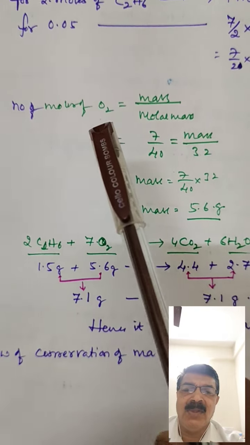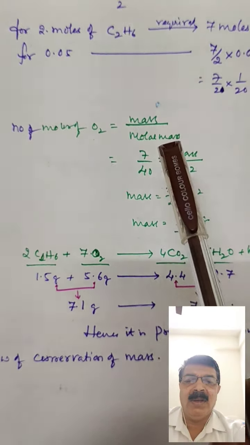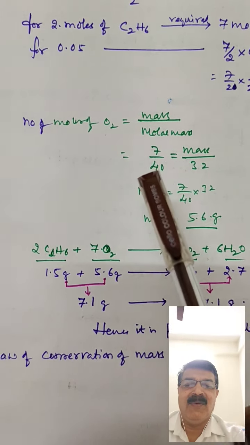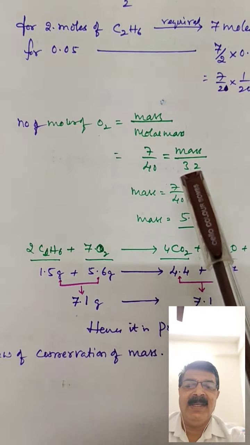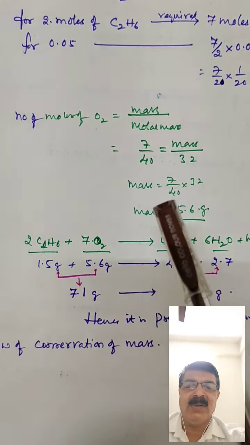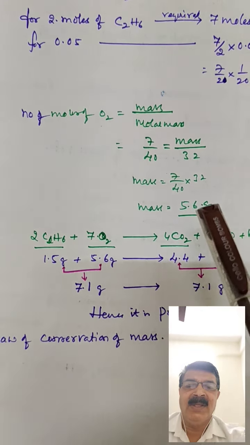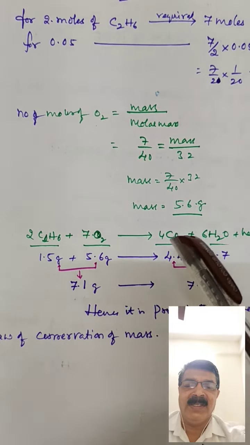Again, number of moles of oxygen is mass by molar mass: 7 by 40 is equal to mass by 32. By cross multiplication we get mass equal to 7 by 40 into 32, then mass is equal to 5.6 grams. So the oxygen mass is 5.6 grams.